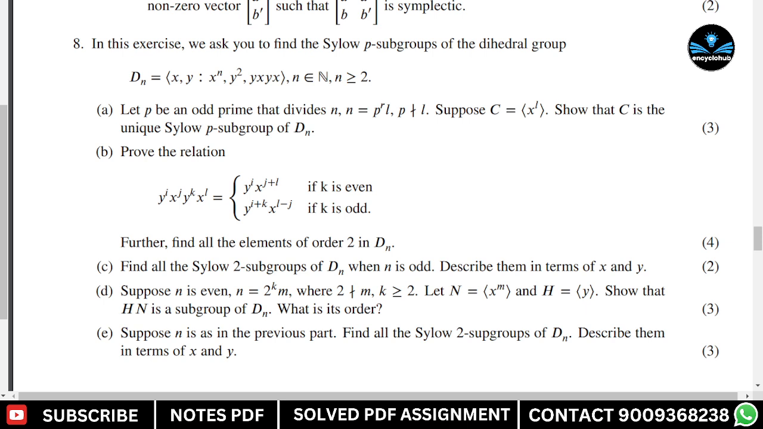C: find all the Sylow 2-subgroups in Dn when n is odd, all described in terms of x and y. And D: suppose n is even, n equal to 2 to the power k times m, and let h equal to this. Show that H is a subgroup of Dn, and what is its order? And suppose n is as in the previous part, find all the Sylow 2-subgroups of Dn and describe them in terms of x and y.